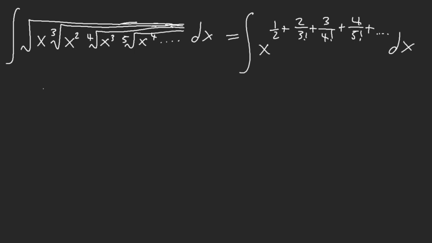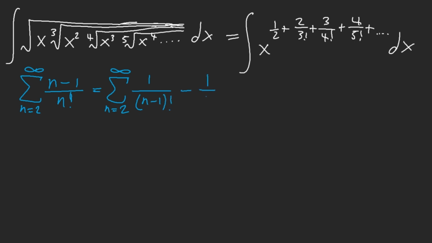This is that exponent. If we only focus on that exponent here, this is the sum as n equals to 1. Actually, let's make this a little easier for us. Let's put n equal to 2, and then this is just n minus 1 over n factorial, right? So now what we have here is n equal to 2, n minus 1 factorial minus 1 over n factorial.